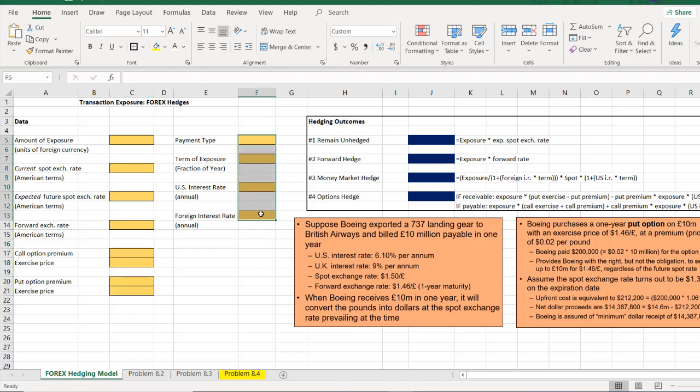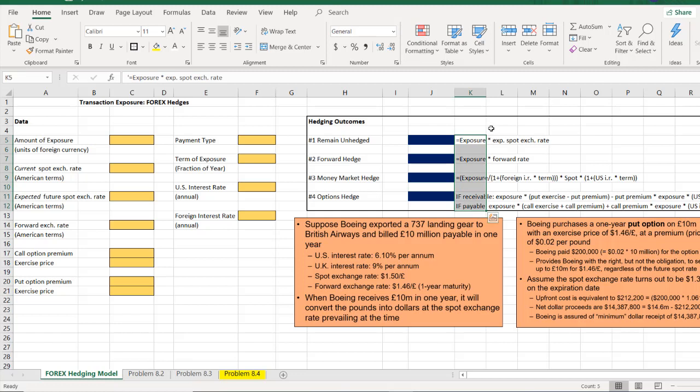So these tan colored cells here are going to be the potential relevant data we'll need for every situation. And then over here, in these dark blue shaded cells, we're going to have the outcomes for every possible scenario, including not hedging at all, and just seeing what happens to the sum of money received or paid based on an assumption about what the future exchange rate will be. And then we can use the forward hedge, find out what the outcome is there. We can use the money market hedge, find out what the outcome is there. Use an options hedge, find out what the outcome is here.